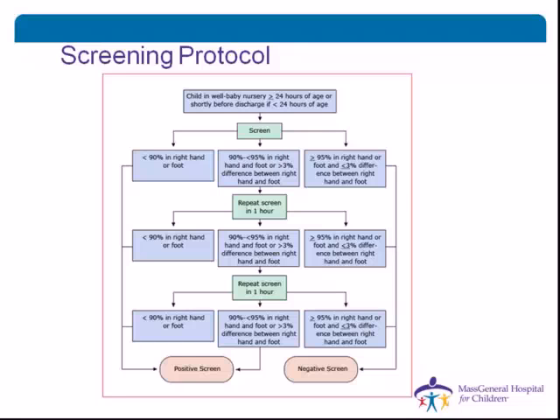After 24 hours of age, or shortly before discharge if the infant is less than 24 hours of age, pulse oximetry should be performed in the right hand and the right foot. If at any time during the screening process the oxygen saturation is less than 90% in either the right hand or the foot, this results in a positive screen, identifying an infant in need of further evaluation for cyanosis.